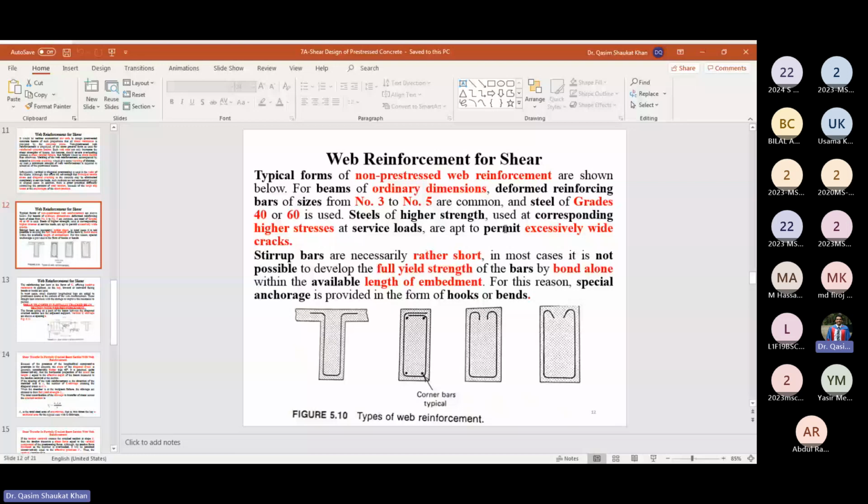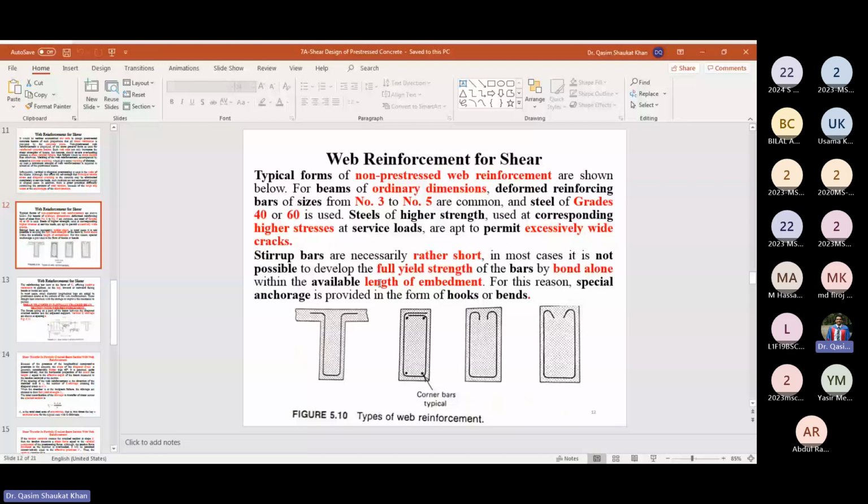So stirrup bars are necessarily rather short. In most cases, it is not possible to develop the full yield strength of the bars by bond alone within the available development length. Okay.